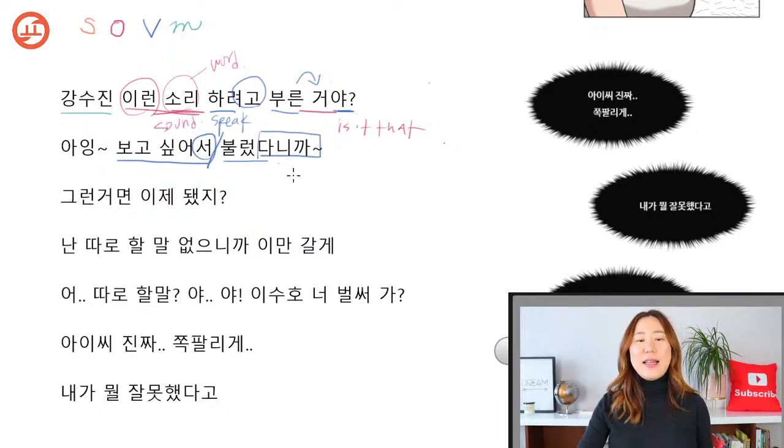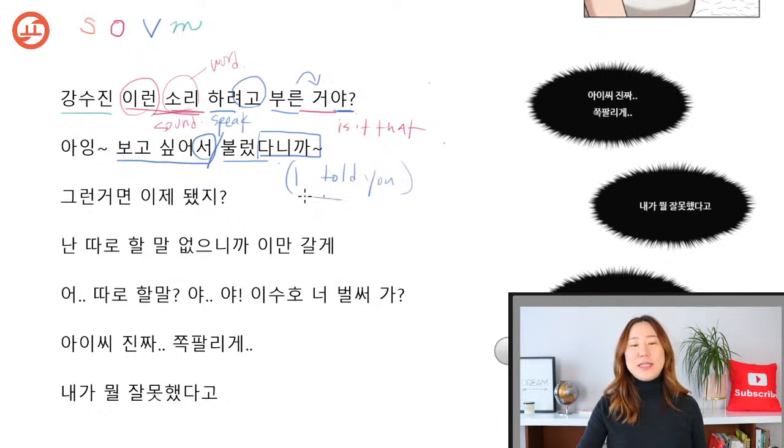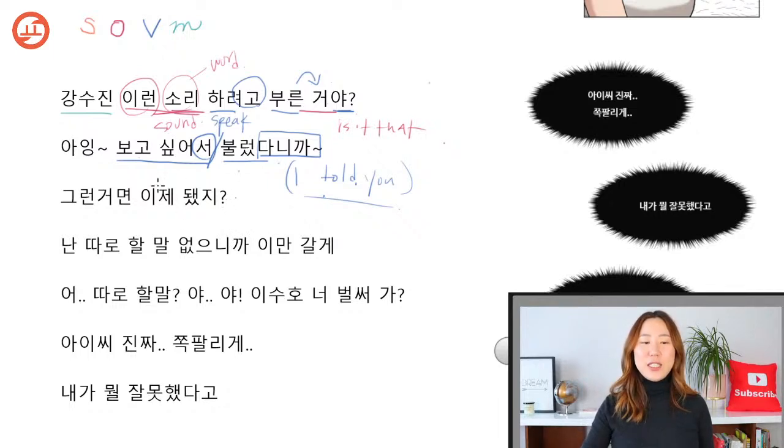다니까. This is what? I told you so type thing. Yeah, I told you. 다니까 means I told you. I told you I wanted to see you and I called you. 그런 거면 이제 됐지? 그런 거면 if that's the case. 그런 거, that kind of thing, right? This is that kind of thing.